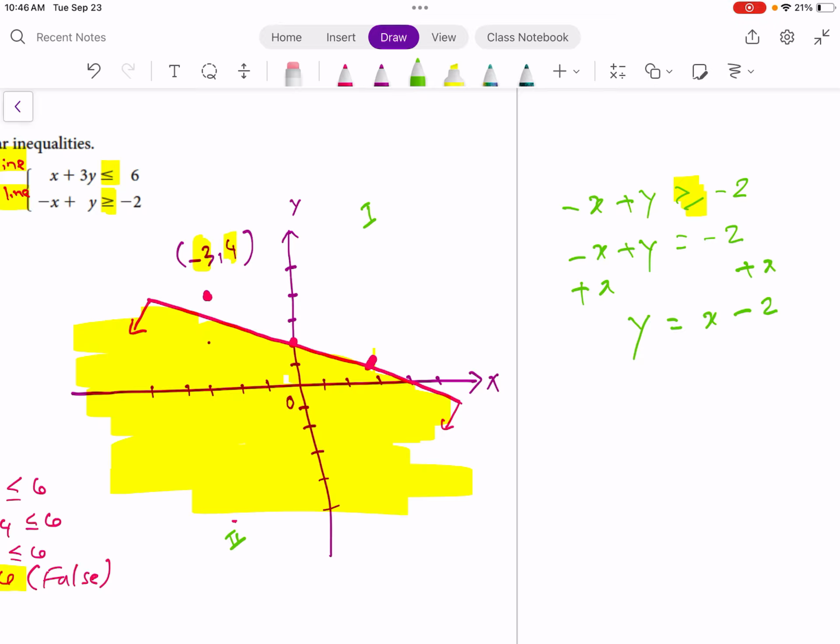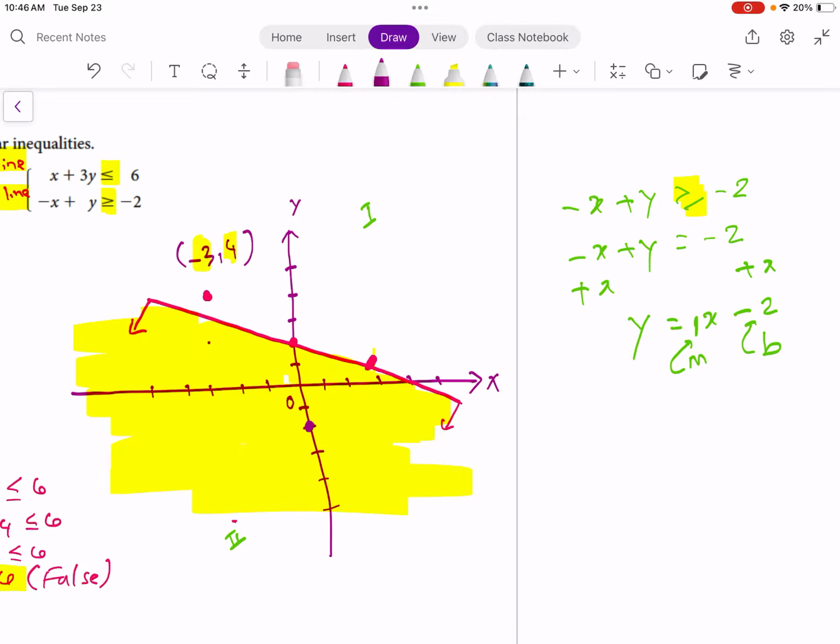Now what is the slope for this? So 1 is our slope, right? And what is negative 2? This is the y-intercept. Now let's graph this line, and you're going to use the same Cartesian coordinate system to graph, okay? So we start from negative 2. Negative 2 is here.